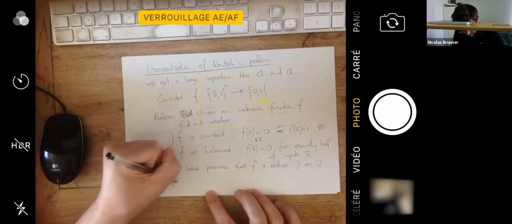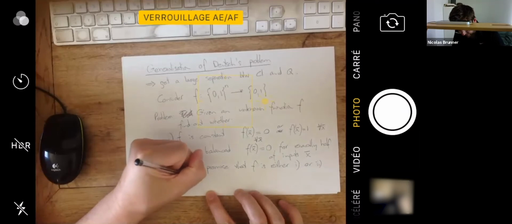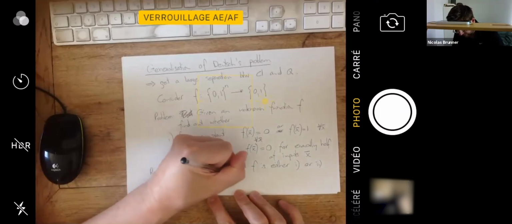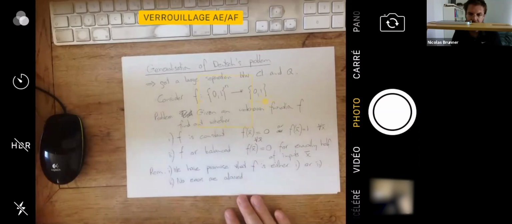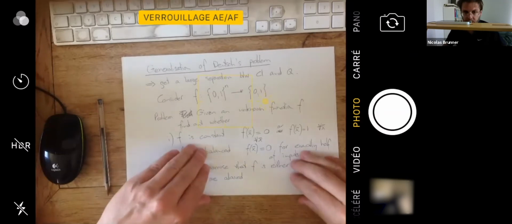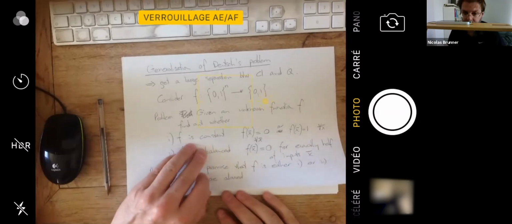And there is another remark, that no errors are allowed. We want an algorithm that solves the problem deterministically without making any error. Okay, any questions so far?